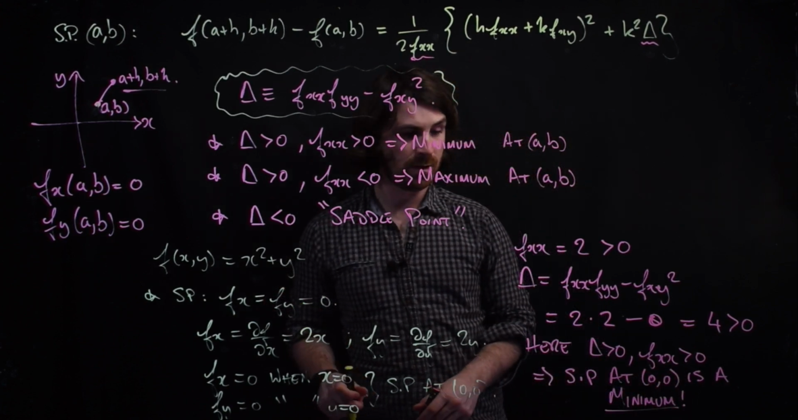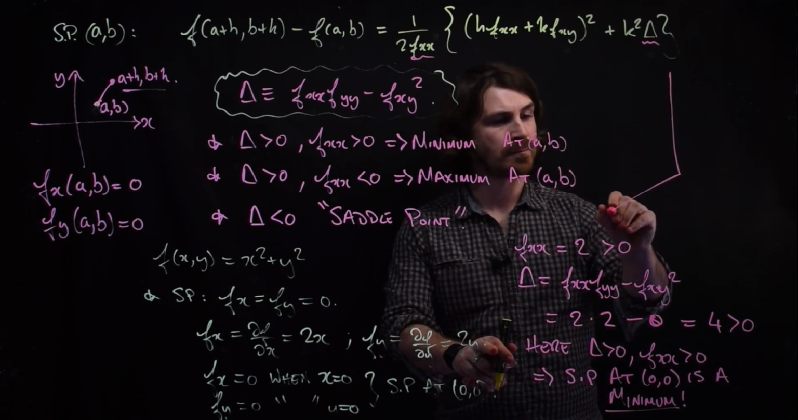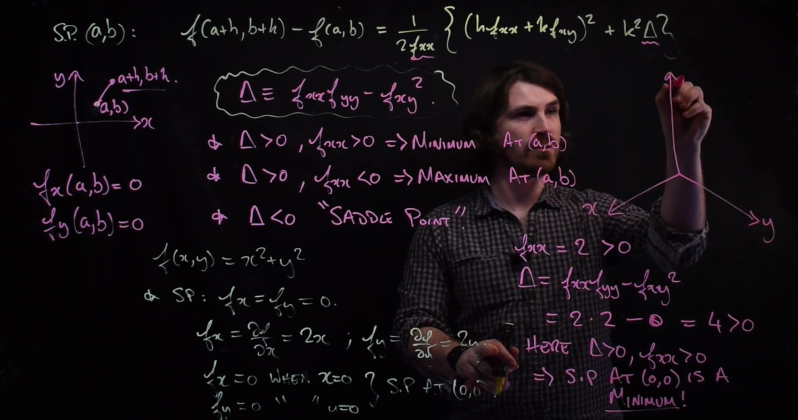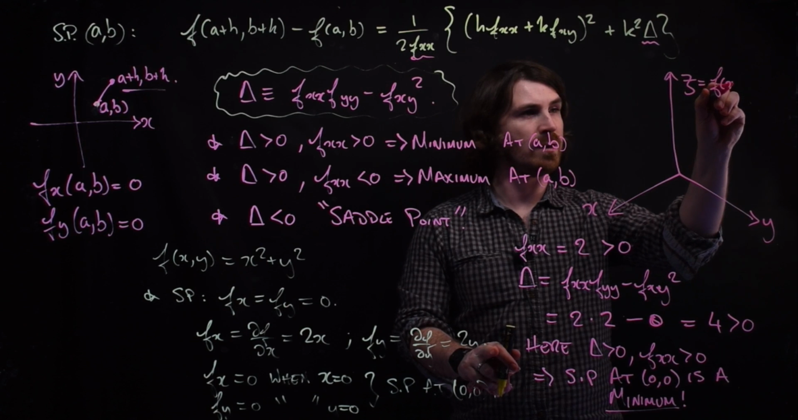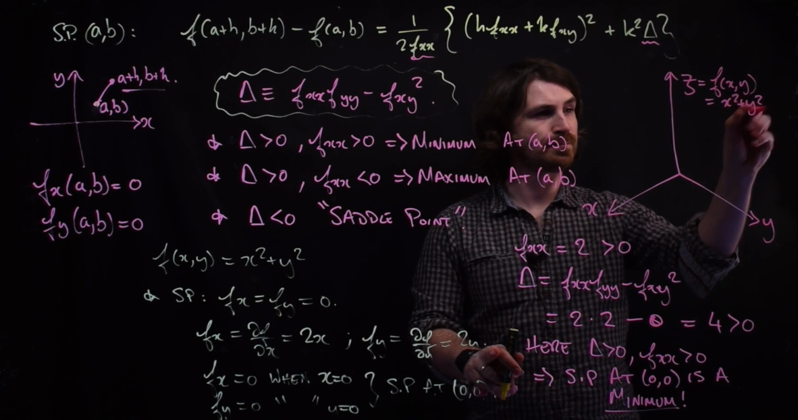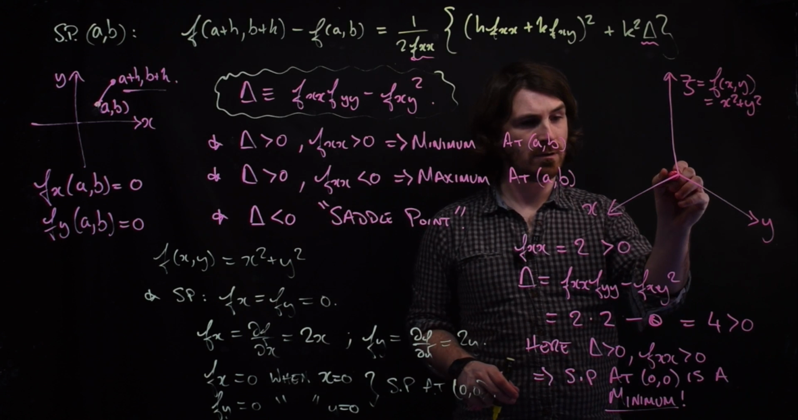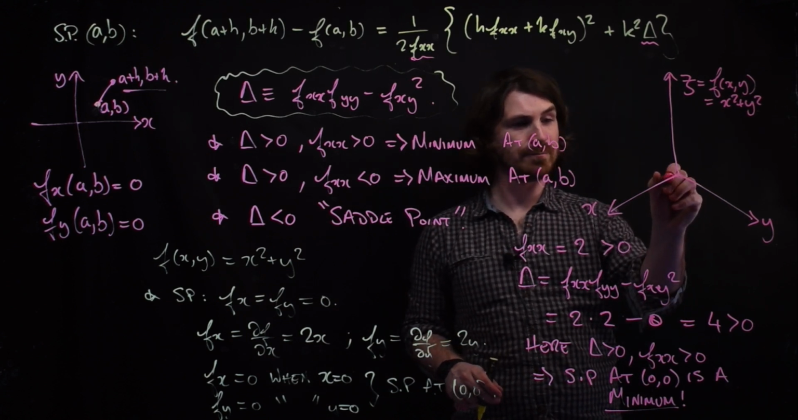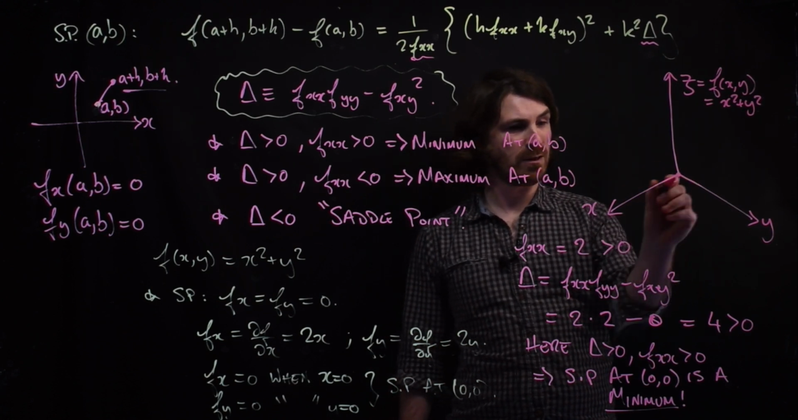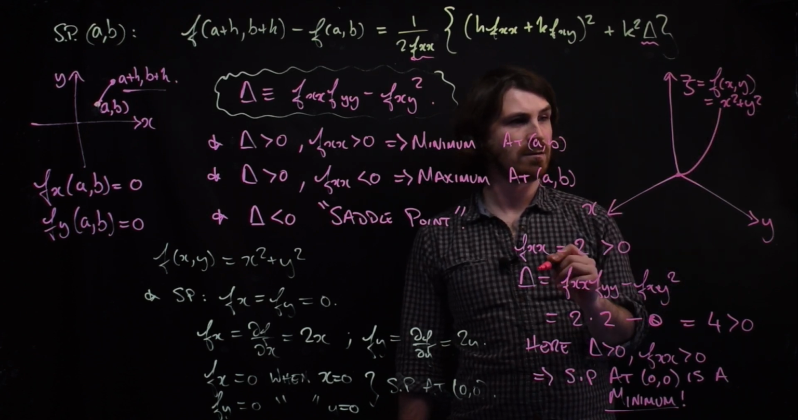Okay, and let's check. Let's sketch this function. Here's x, here's y, and here's the function z, f of x, y. Okay, and it equals x squared plus y squared. So we're going to choose values of x and y and see what the corresponding z are. So at the origin, z is 0. Okay, and then as we increase x and y, z increases.